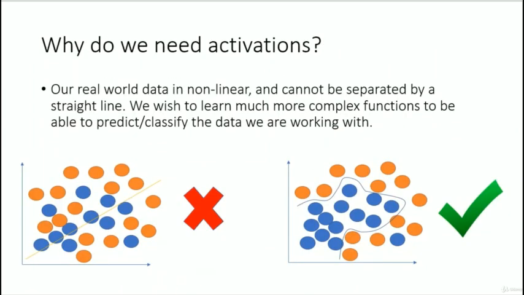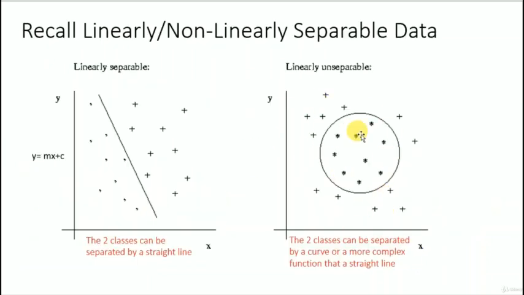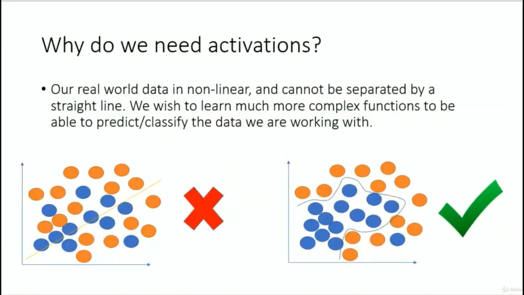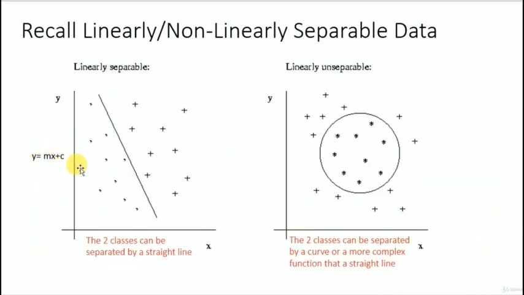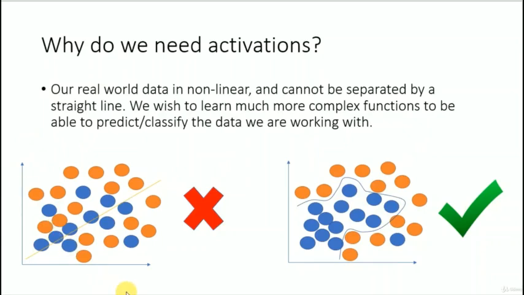So our real world data is non-linear. This is basically what our real world data is. Of course, it's much more complex than this. It's a very simplified example of it. But of course, our real world data is non-linear, and it's impossible to separate it using a straight line, which just has this simple equation mx plus c. So our real world data is non-linear, and it cannot be separated by a straight line.